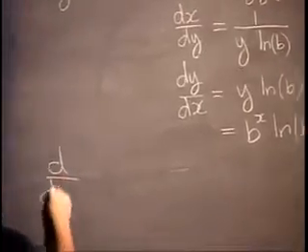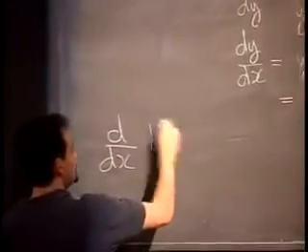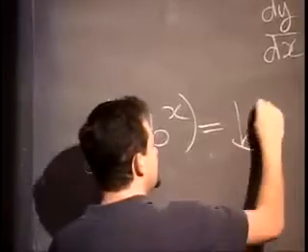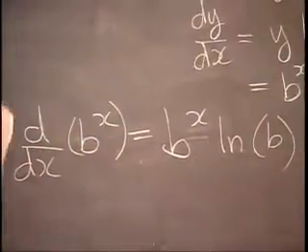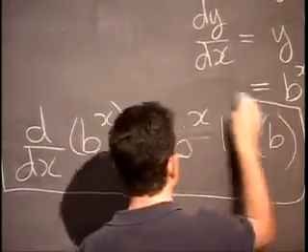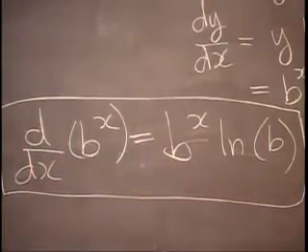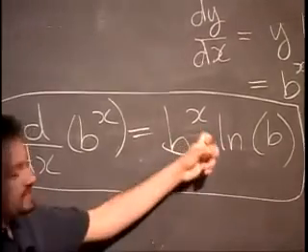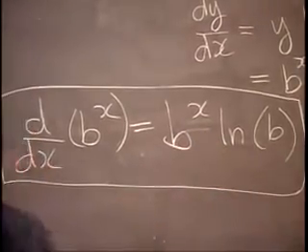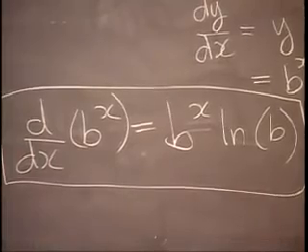So by these shenanigans, we've actually differentiated b to the x. And we have shown that d dx of y, b to the x, is b to the x log of b. And that is a formula you must know. The derivative of b to the x with respect to x is b to the x times the factor natural log of b. All right? So you need to know that.